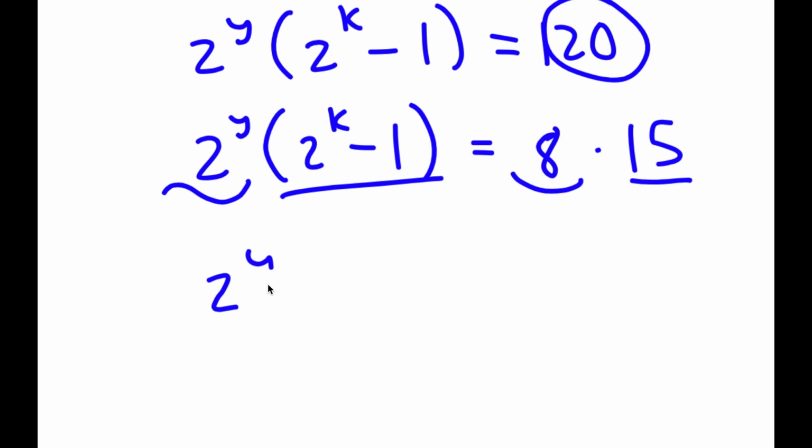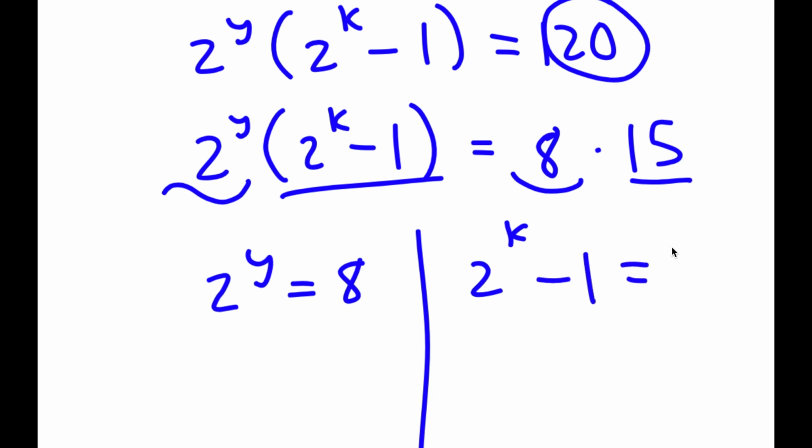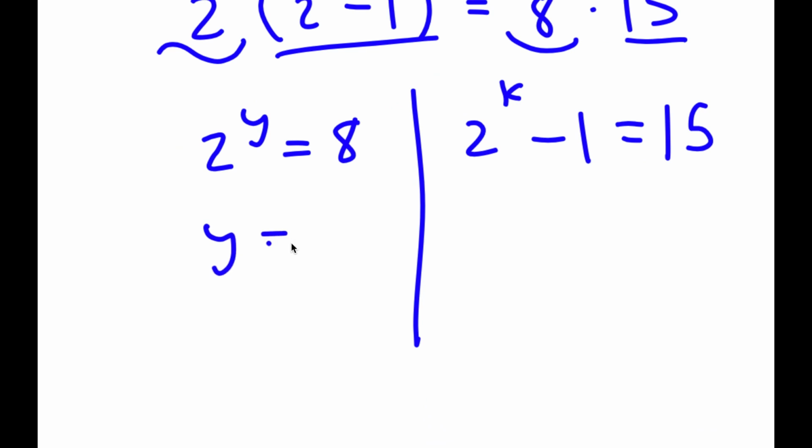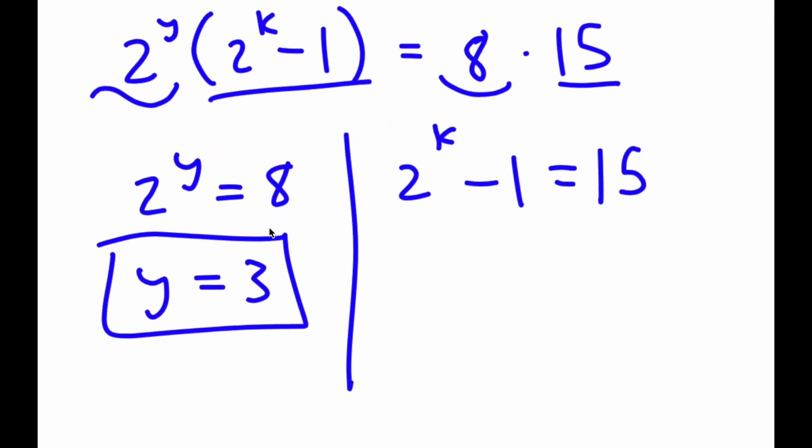So now I have 2 to the power of y is equal to 8, and 2 to the power of k minus 1 is equal to 15. So for 2 to the power of y equals 8, y is going to equal 3, because 2 to the power of 3 is 8. So that's our solution for y.